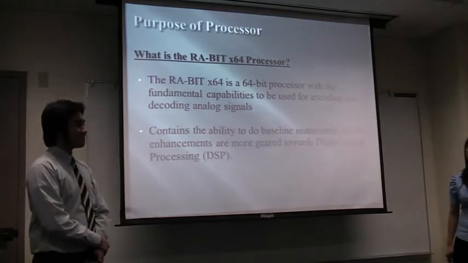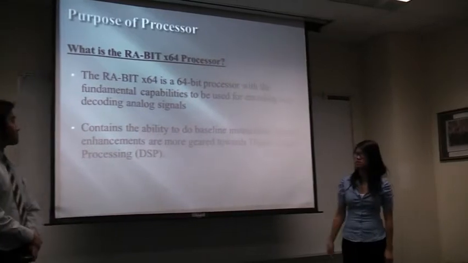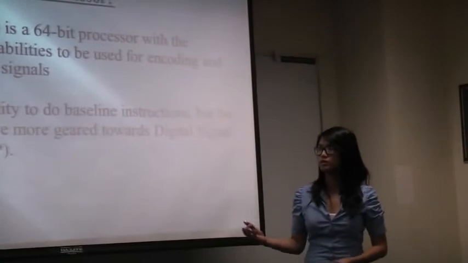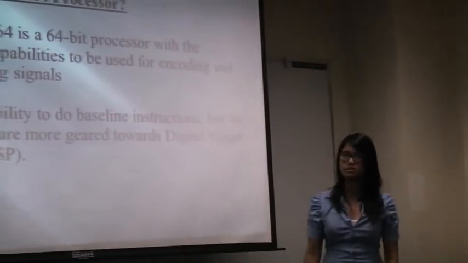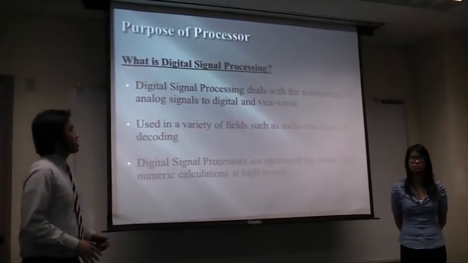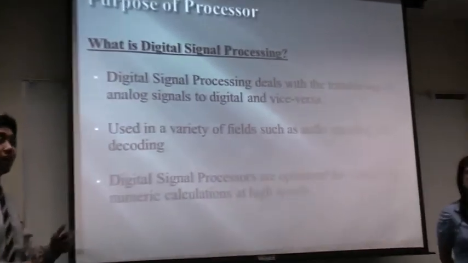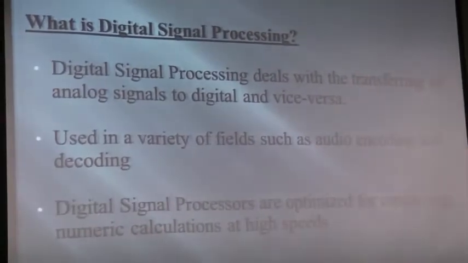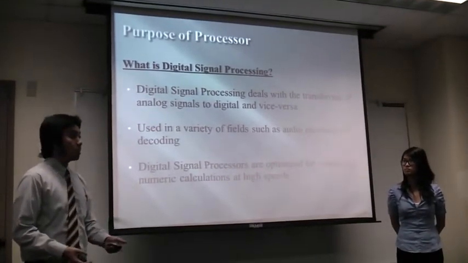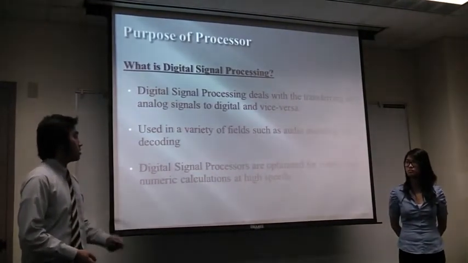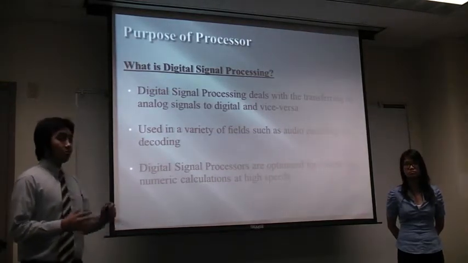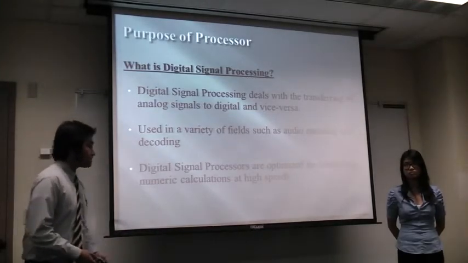Okay, so what exactly is the x64 processor? It's geared towards digital signal processing, so all of our enhancements make our processor capable of converting analog signals. So what exactly is digital signal processing? Well, digital signal processing deals with transferring from analog signals to digital and then transferring it back into analog. And this is used in a variety of different fields such as audio encoding and decoding, also in other types of visual media and stuff like that. And the idea for a digital signal processor is to be optimized for conducting numeric calculations as fast as possible.